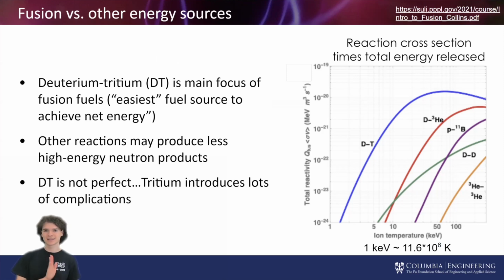If we wanted to create the same fusion reactivity, or the same amount of fusion that's occurring, we'd have to go to the next highest reactivity, or the next highest cross section. Is this deuterium helium-3? We'd have to go up to over 100 keV. This is a two order of magnitude increase, and you would be going from 10 million Kelvin to over 1 billion Kelvin, which is just an enormous jump.